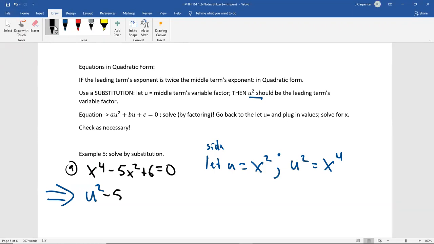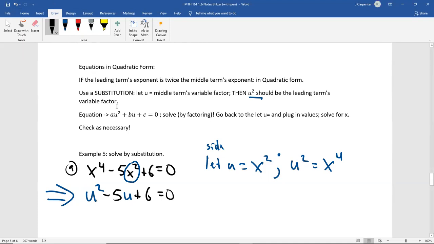Black, there we go, minus 5. Now this x squared is what we have called u now. X squared is now u. We're just putting pieces into a puzzle. And then plus 6, there's no variable there, so there's nothing to do. So this is the transformation.